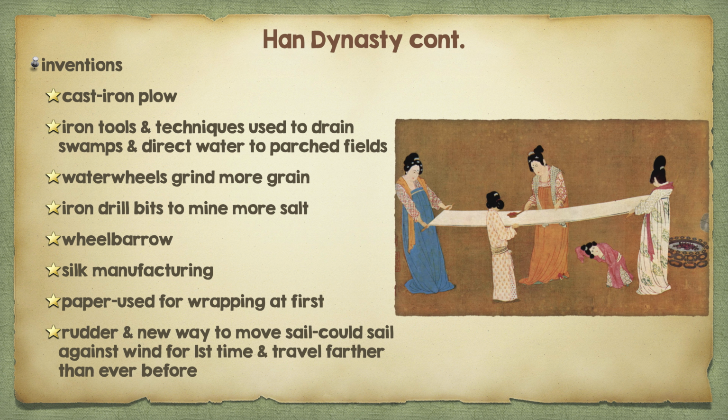All right, also during the Han Dynasty, there are a lot of new inventions because we talked about having to feed a large population. They're doing a lot for increasing farming production. So the cast iron plow instead of just a wooden plow helps them break up the soil better. And they use some new techniques to drain the swamps, and using iron tools is helping with that. And they can direct the water that was in the swamps to the fields that were drier. So that's also a way they're improving farming in that area.